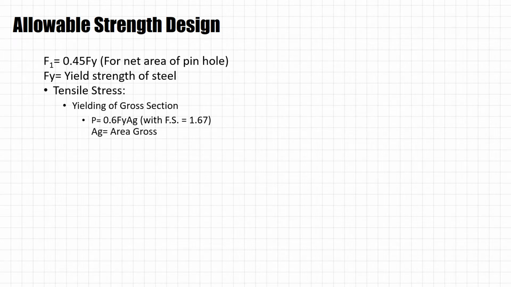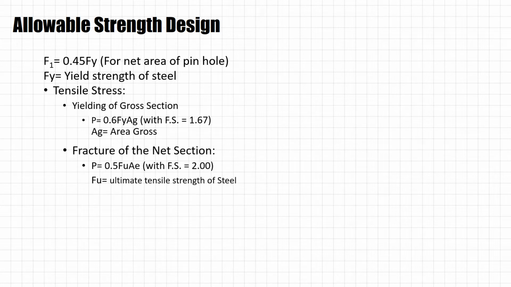Next is the tensile stress. In tensile stress, we have yielding of cross section and fracture of the net section. For yielding of cross section, we have P equals 0.6 Fy Ag with a factor of safety of 1.67, where Ag is equal to area gross. For fracture of net section, we have P equals 0.5 Fu Ae with a factor of safety equal to 2, and Fu is equal to ultimate tensile strength of steel.